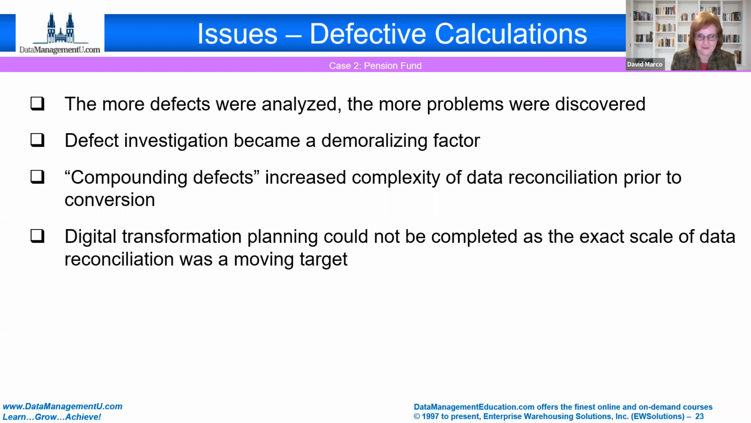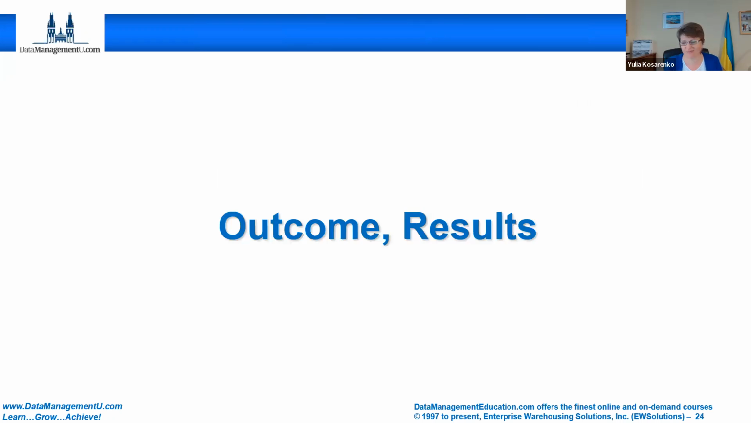So the planning of digital transformation kind of got stuck. We weren't sure what to do. Do you investigate all defects, clean them up in the old system, and only then move? But then the more you discover, the more you say, oh, there's no way we can fix all of them. What do we do now? Do we stop everything, or do we continue with our business?